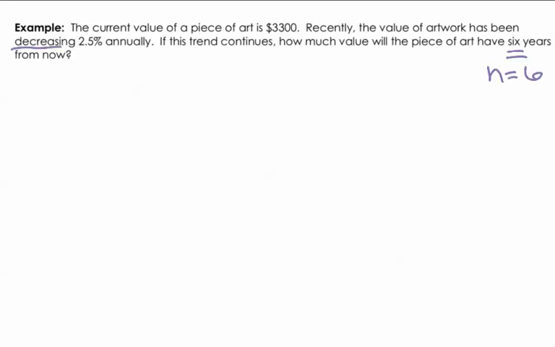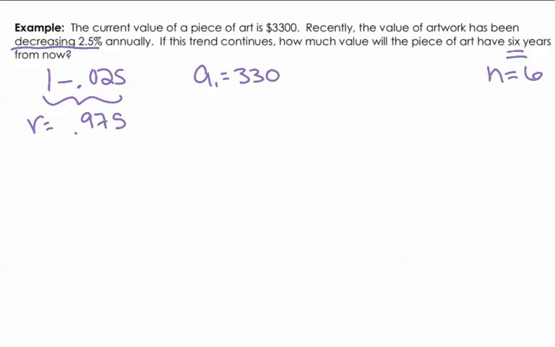Now the fact that it's decreasing 2.5% annually means that we're losing 2.5%. So we have our original value, 100%, that's what that 1 is, minus 2.5%, so minus 0.025, which means after a year the art is only worth 0.975, so 97.5%. So we've got that R. We've got our A1 is the starting value for the initial value of the artwork, and then we've got our N. So we're going to use our A sub N formula to find the value after 6 years.